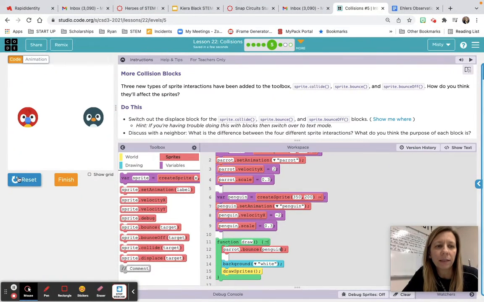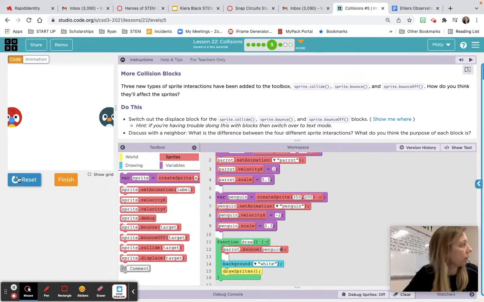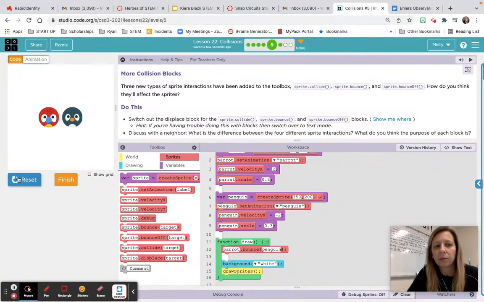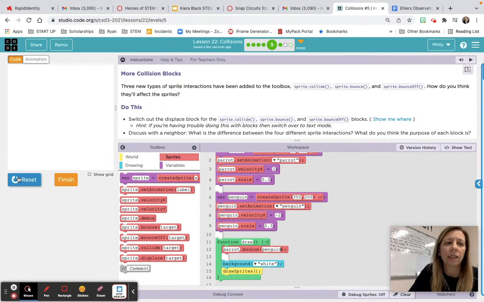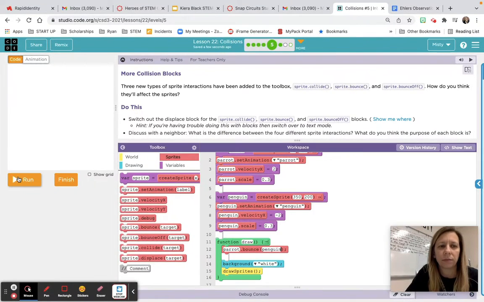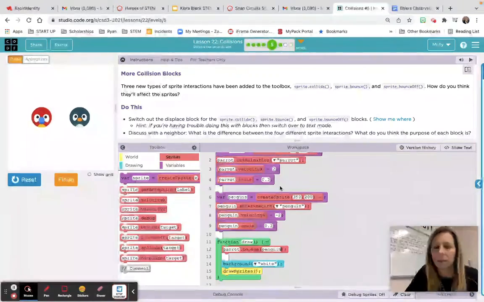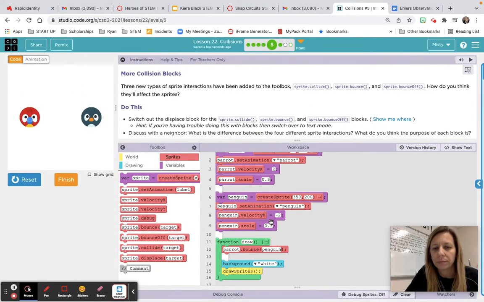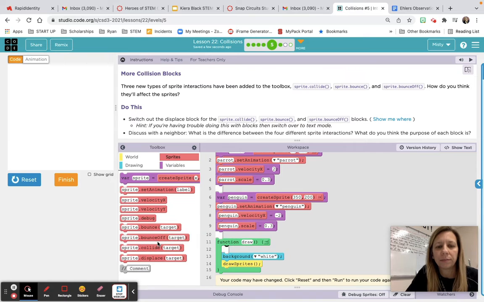When we do the bounce, both sprite and target move away from each other and seem to go in the opposite direction but maintain the same actual rate of speed, just in the opposite velocity direction. So, as you can see, both of them do that.